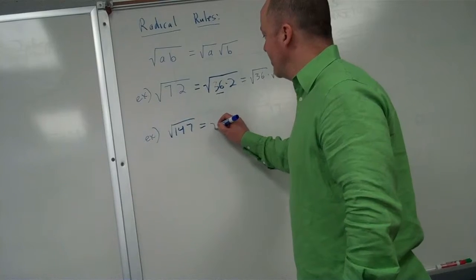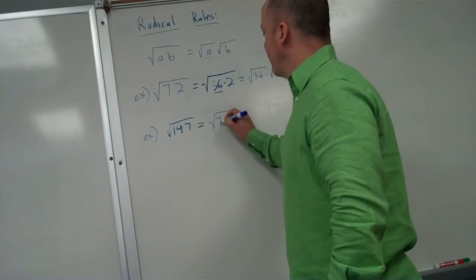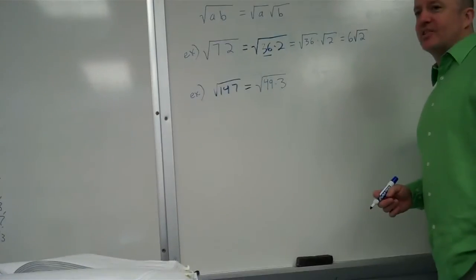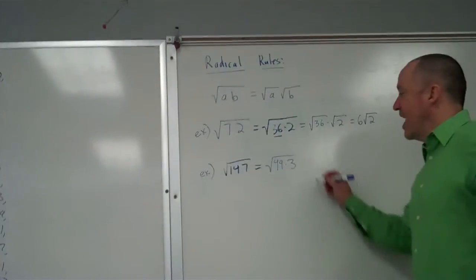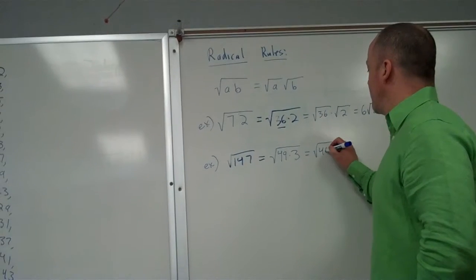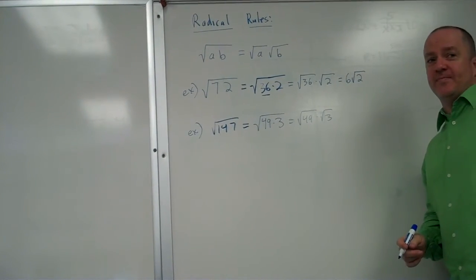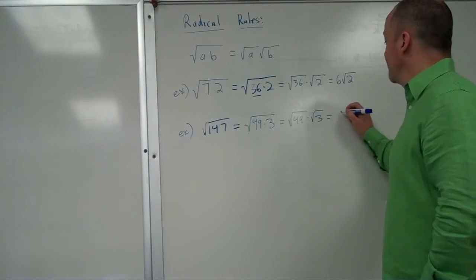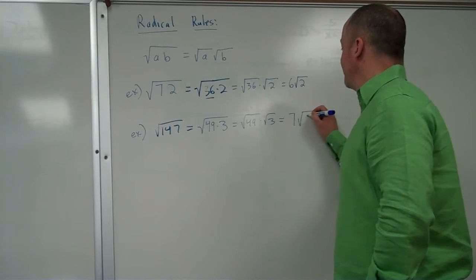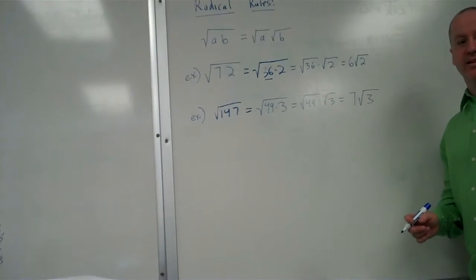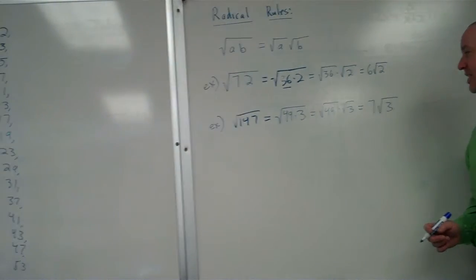See, I happen to know that this is 49 times 3. Now, I can split this up into the square root of 49 times the square root of 3. And what is the square root of 49? 7. So the simplest form of this is 7 square root of 3. It's funny how the simplest form can be written as a longer thing than the non-simple form. That is actually interesting, yeah.